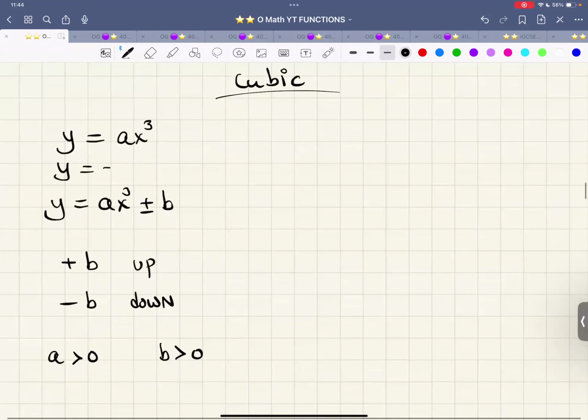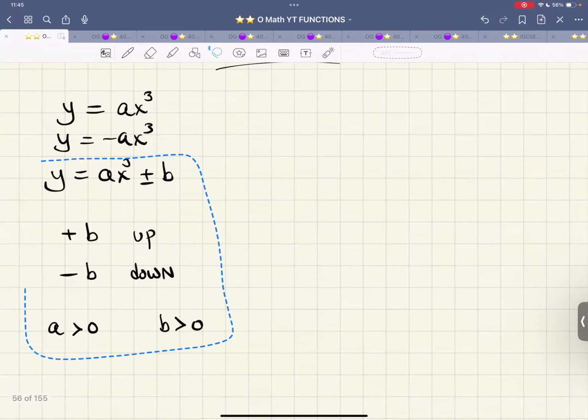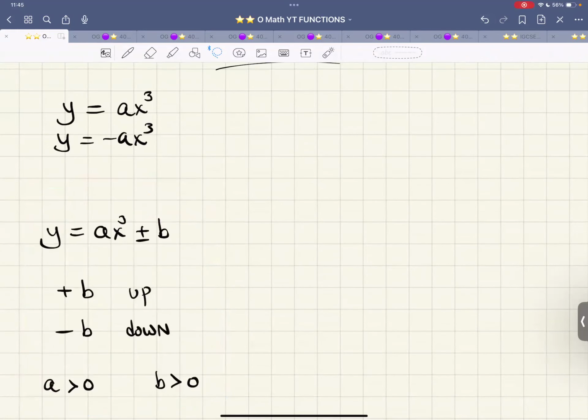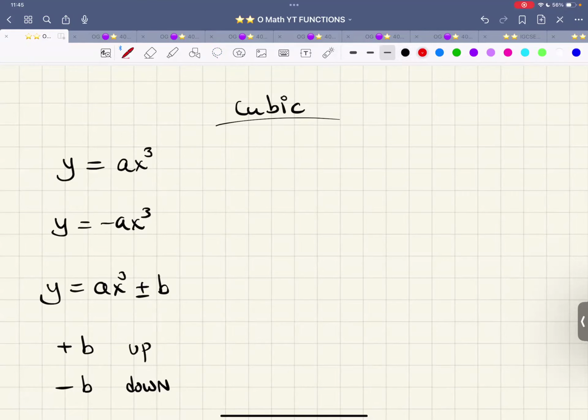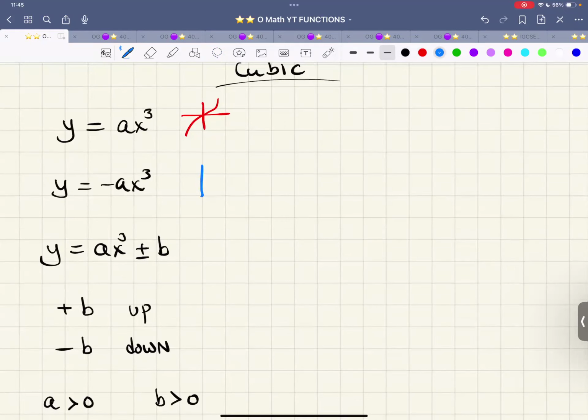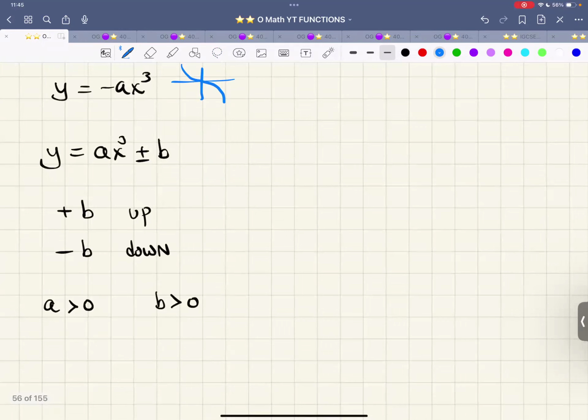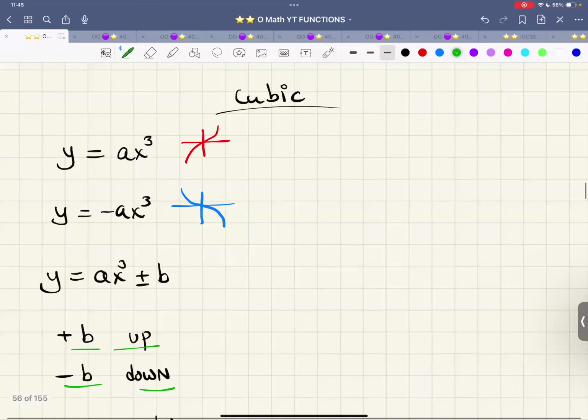If there is a negative sign, minus ax cube, it flips down. So I'm just writing everything together. Hold for a second. Now, when it's ax cube, the graph starts from top right and goes till bottom left. If it's negative x cube, the graph starts from top left and goes till bottom right. If it's ax cube plus b, just ignore that a is positive. If b is positive, it will move up, and otherwise it will move down. All good, all clear?